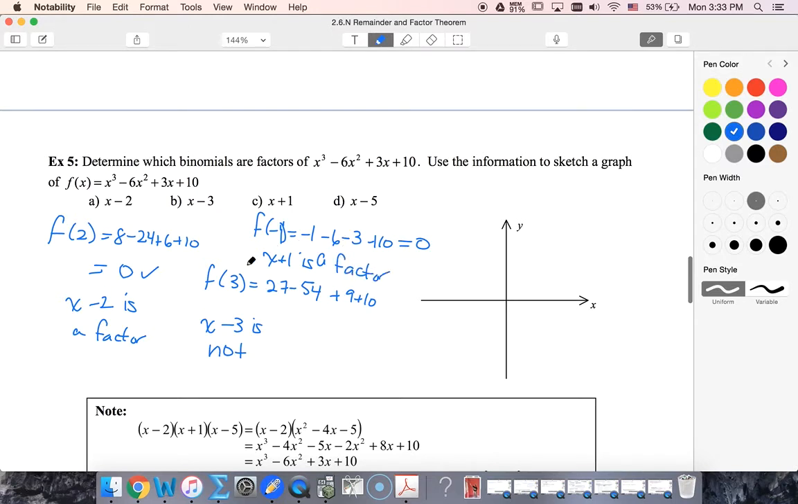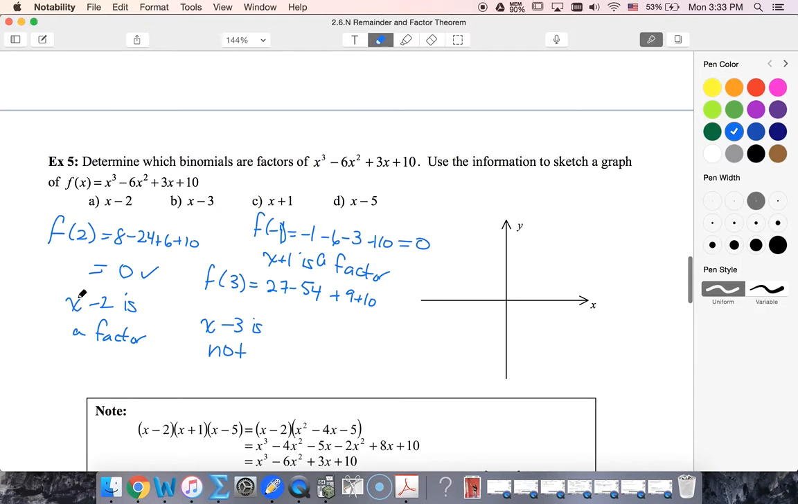All right, already I know x minus 2 and x plus 1 are factors. So knowing that, I could multiply them out and get my quadratic, which I could then divide. I could also use synthetic division to test. So I could plug in 5, but I don't want to have to do 5 cubed minus 6 times 5 squared. So instead I'm going to use synthetic division.